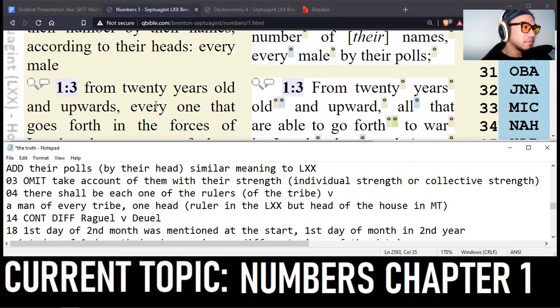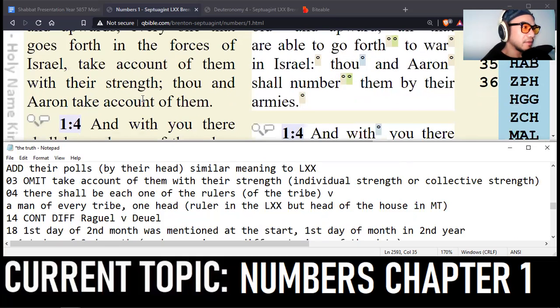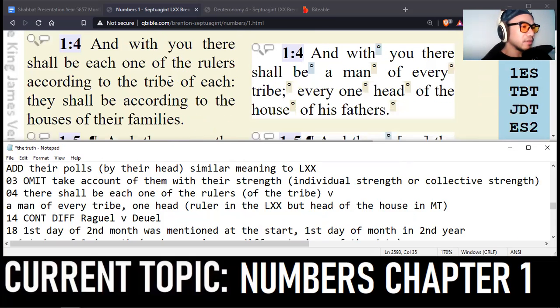Verse 3, we have an omission, which is take account of them with their strength, which can mean individual strength or collective strength. Verse 4, there shall be each one of the rulers of the tribe versus a man of every tribe. So there's going to be one head or a ruler in the Sept, but a head of the household in the MT, in the Maz.